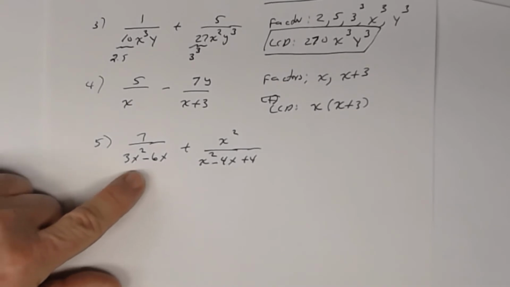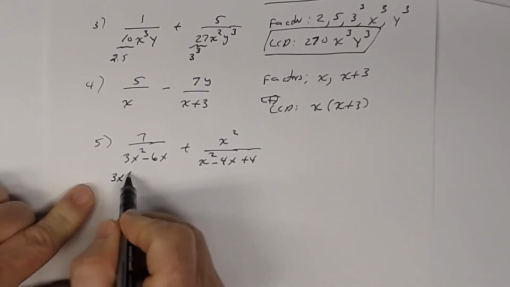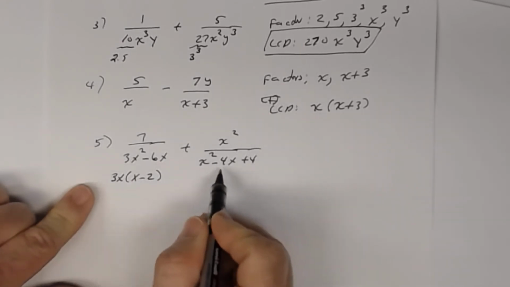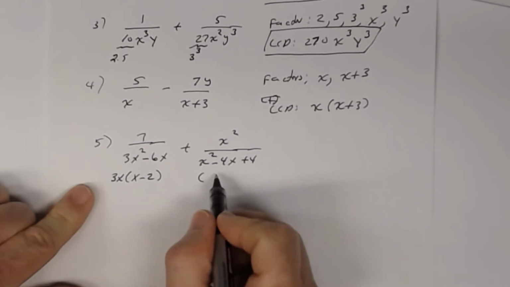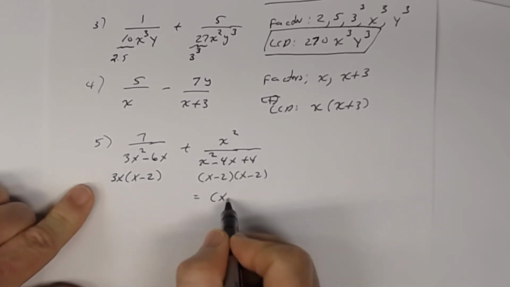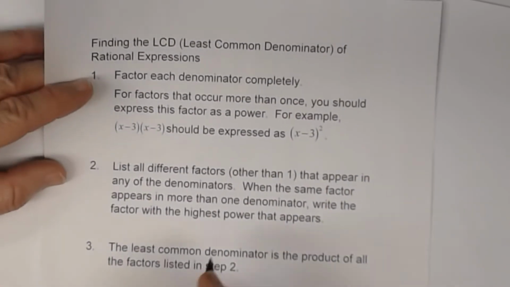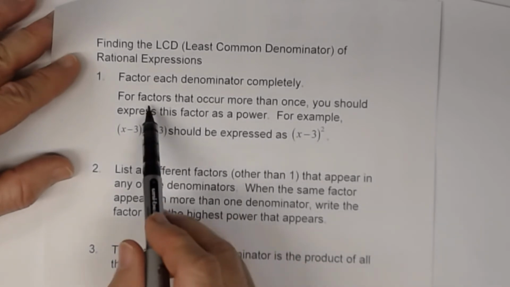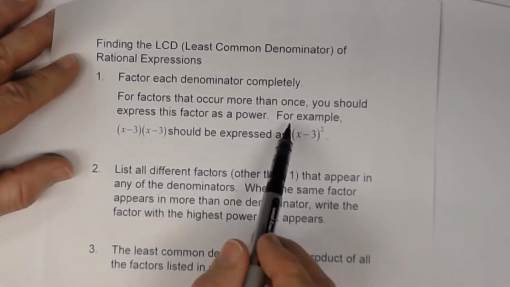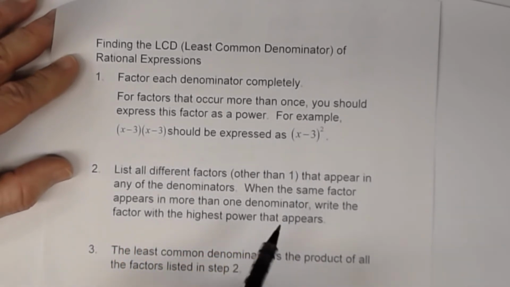So to factor this first denominator, the GCF is 3x. I'm going to write this as 3x times x minus 2. Over here, I can factor this as x minus 2 times x minus 2, which becomes x minus 2 squared. So remember, this little part said, for factors that occur more than once, you should express this factor as a power. For example, x minus 3 times x minus 3 should be written as x minus 3 squared.